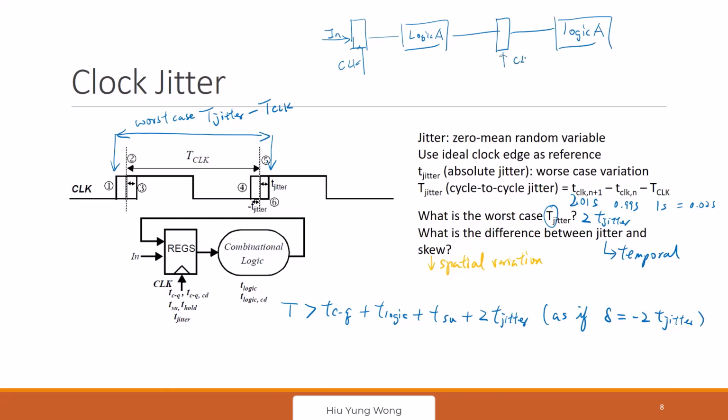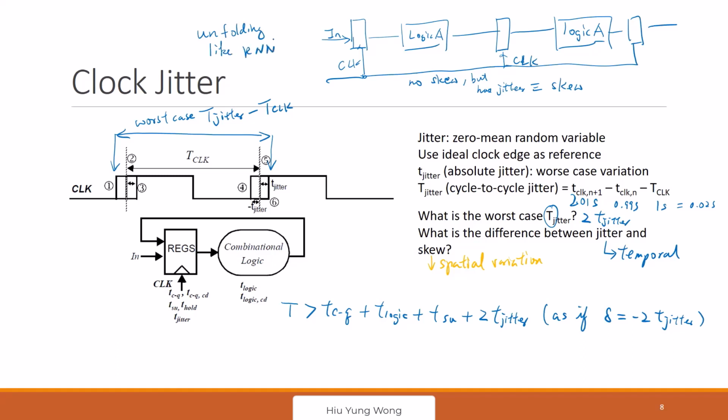And this is clock. The only difference is that now this clock has no delay. They are the same, no skew, right? But it has jitter, which is equivalent to skew. Unfolding, like a recurrent neural network, if you learned machine learning before. So then it will be easier to understand.